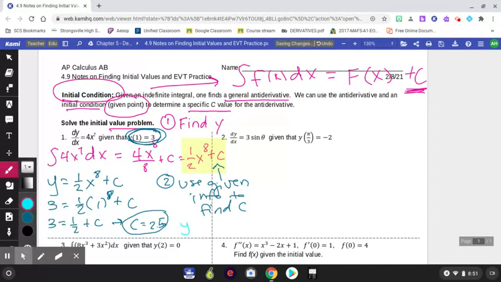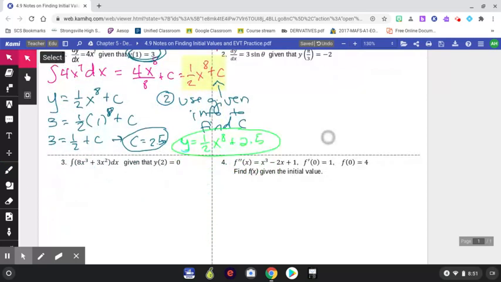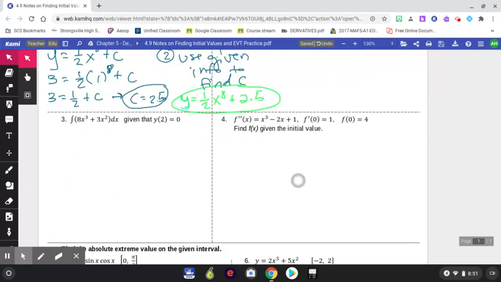We'll try the green. So y equals 1/2 x to the 8th plus 2.5, and this would be my final answer. Okay, so my final answer is going to be going back and writing that y function and including that specific value of c. Okay? All right, let's do another one. I'm going to do number 3.